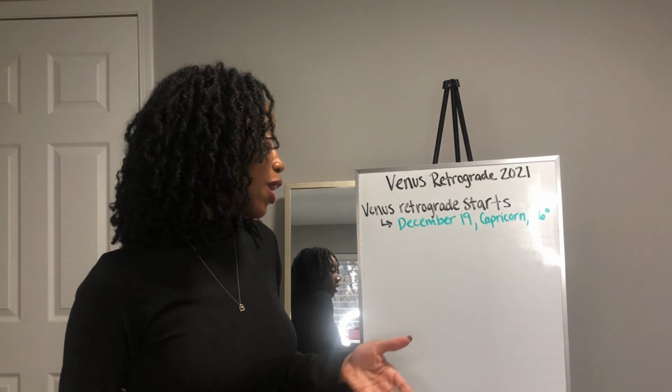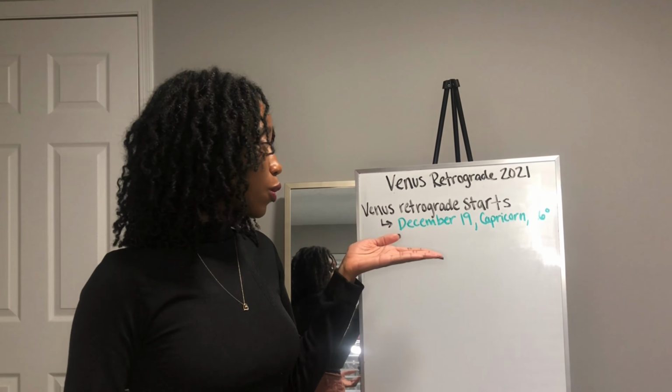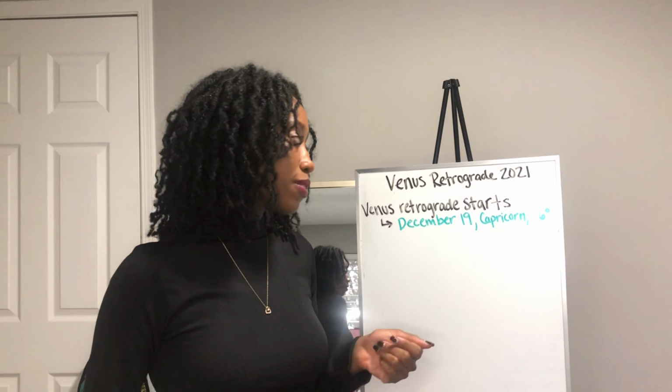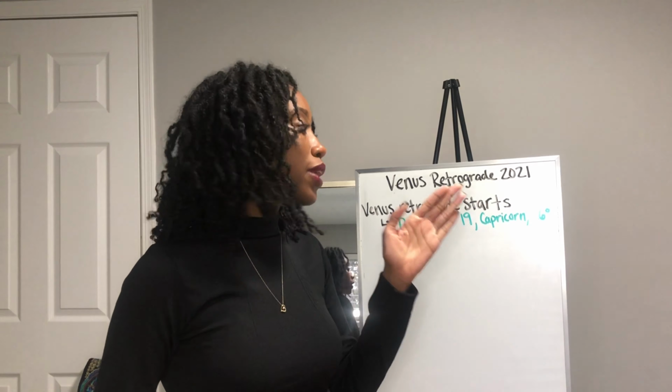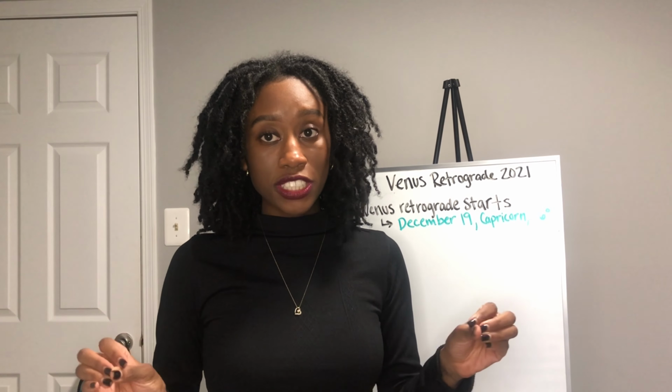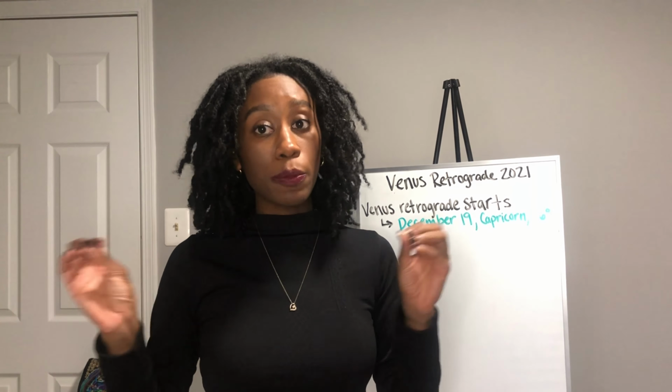If you don't know how to use an ephemeris, I do have a video on Instagram on how to use an ephemeris. It's kind of cringy, so you could look at that video, but you can also look at other videos. There's a lot of amazing astrologers out there, and I'm sure they have videos on how to use an ephemeris. But moving on, using an ephemeris, you can figure out the date the retrograde starts. It'll start December 19th. It'll be in Capricorn, and it'll be at 26 degrees. This information is important for the upcoming steps.